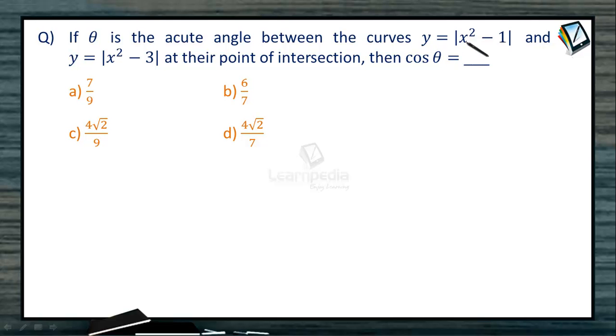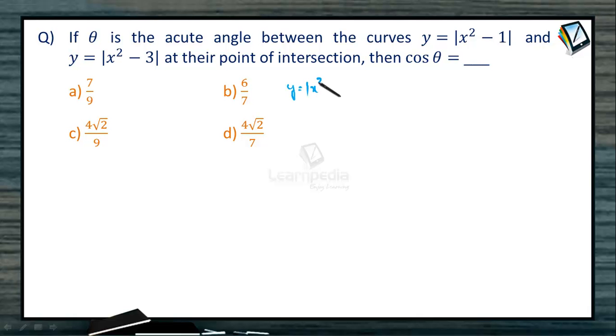Two curves, y equal to mod of x squared minus 1 and y equal to mod of x squared minus 3, are given. We need to find the acute angle at their points of intersection. So it's better first to draw the graphs of the given functions. Let's consider the two functions and first express them piecewise.